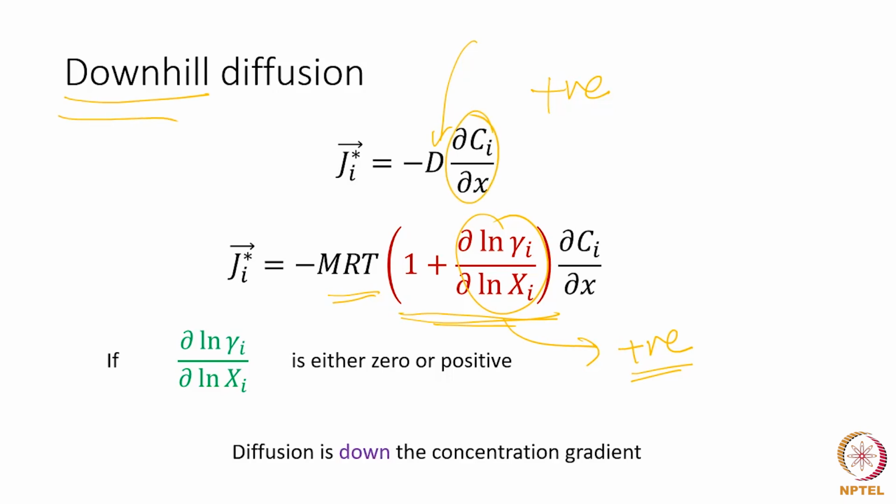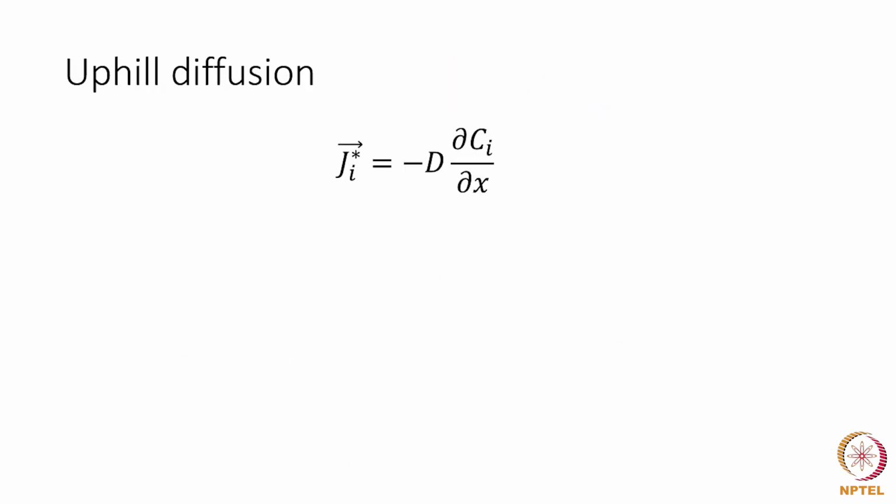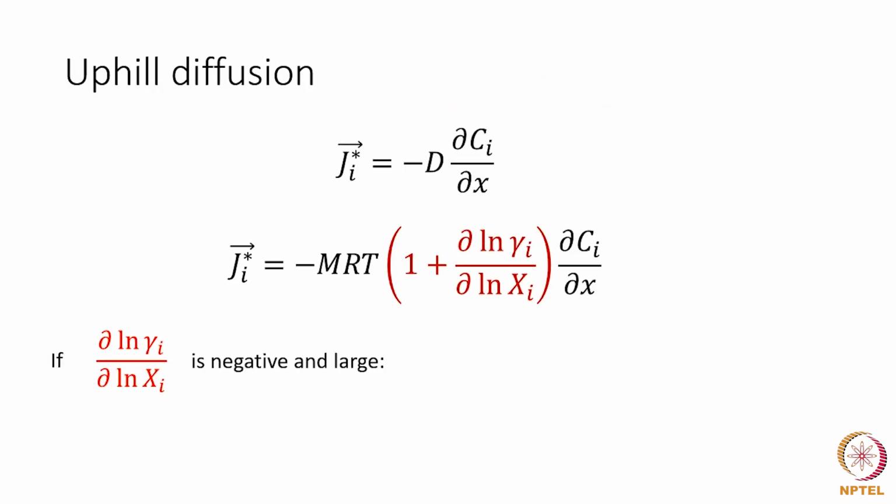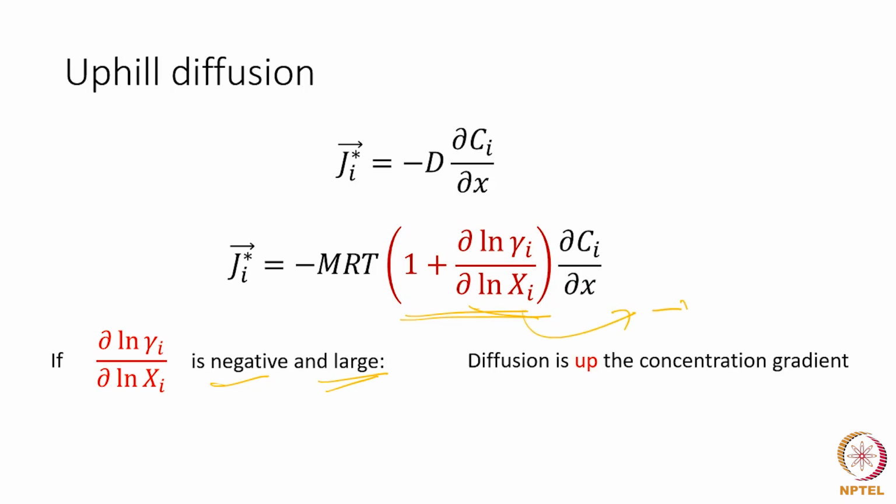Now the other situation which we have come across is when ∂ln γi by ∂ln xi, that is the thermodynamic factor, is negative. If it is slightly negative, like let us say minus 0.2 or something, it's okay because this entire factor will still be positive. But if it is negative and large, then you have a problem, because this entire thing can then be negative, which means the diffusivity will have a negative value.